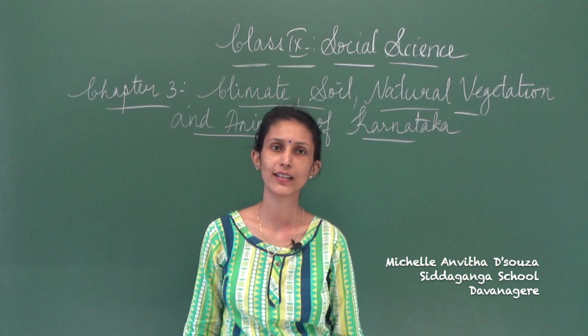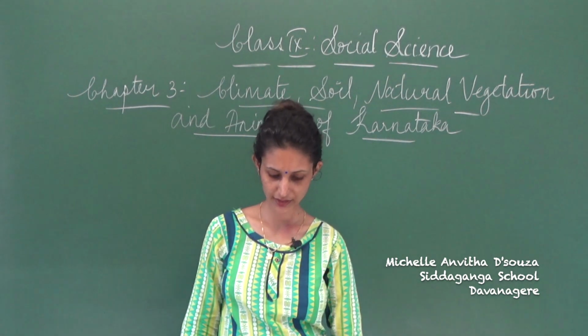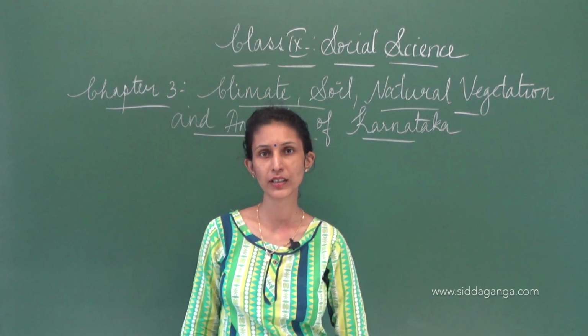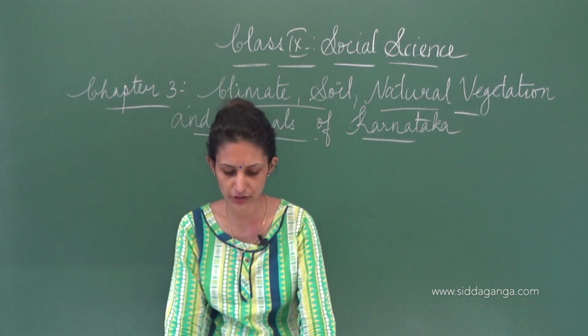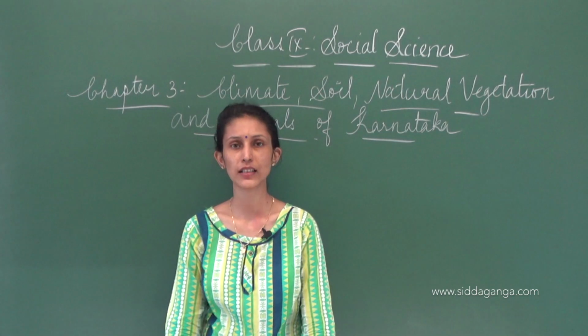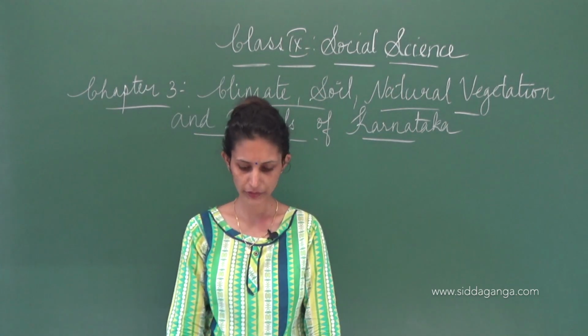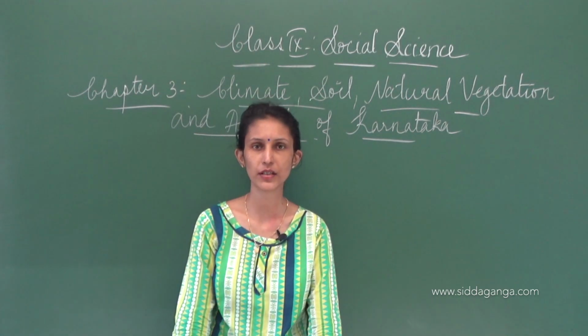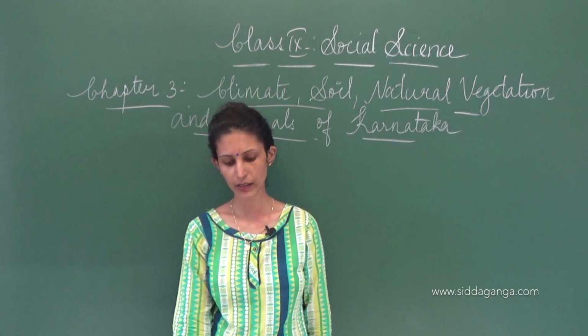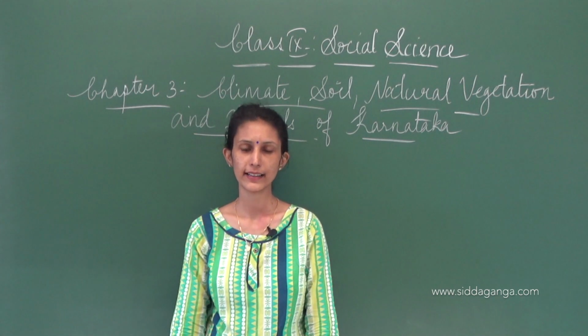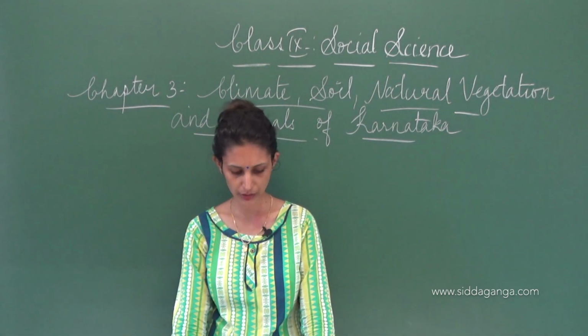Hello students, welcome back to your social science class. Today we are going to deal with the last part that was remaining in climate, soil, natural vegetation and animals of Karnataka. We have dealt with climate, soil and natural vegetation, and today we are going to study animals of Karnataka. We had a little more remaining in forest, and that was distribution of forest. We will do that and we will do animal resources.